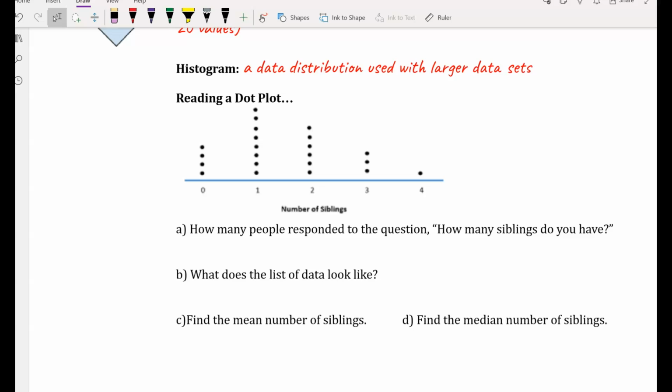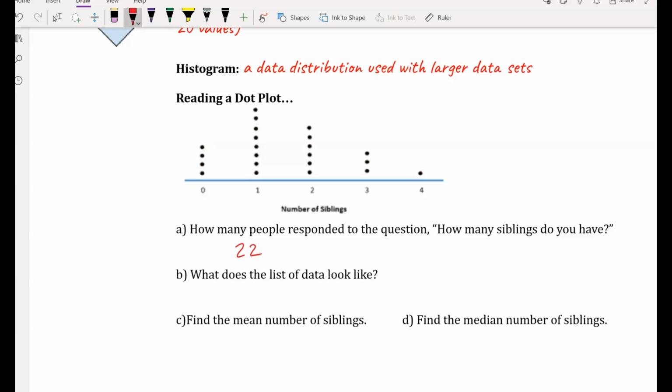This dot plot represents the answers to the question, how many siblings do you have? Each dot in the dot plot represents a response. So if we count up the number of dots in our dot plot, then we'll know how many people responded to the question. So in the first column we have 1, 2, 3, 4 dots. We have 8 dots in the next column. And then we have 6 dots, and then we have 3 dots, and then we have 1 more. If we count all of those up, that's a total of 22 dots, which means that 22 people responded to the question.